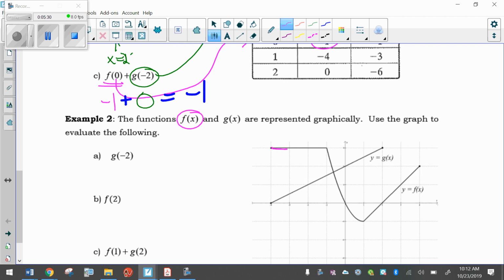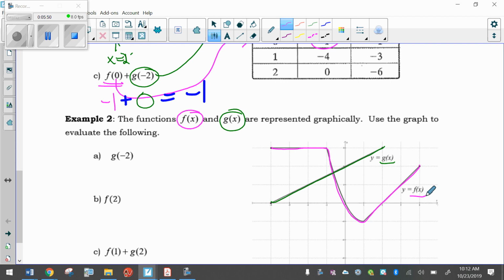And this is my f function. So I'm going to trace him over. You can feel free to grab a different color pen if you'd like to do that as well. And then I'm going to use my pen again here for my g of x. So you got to read the labels. That's how I know which one's which.